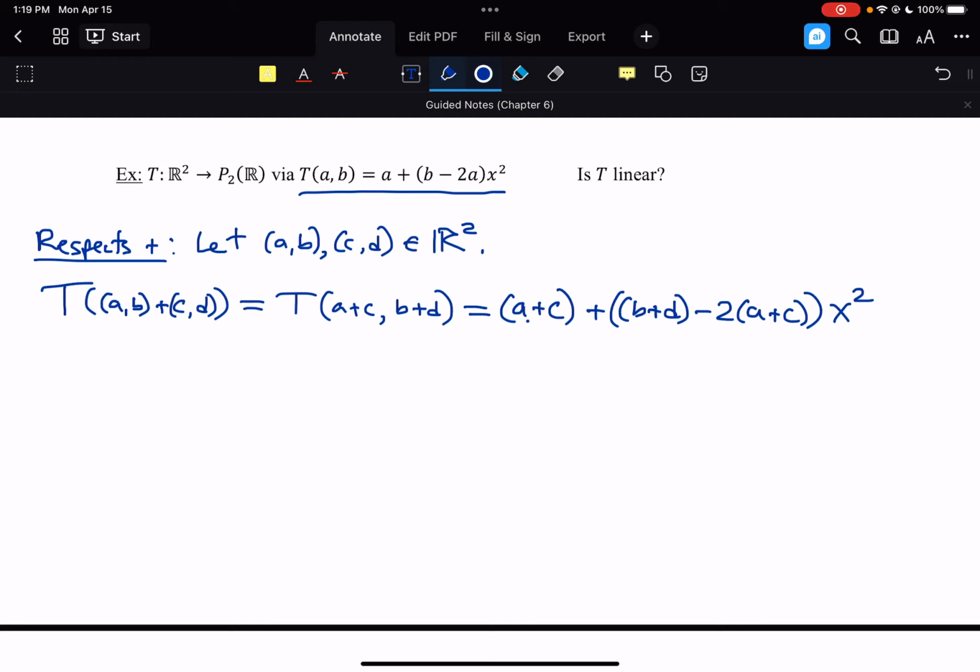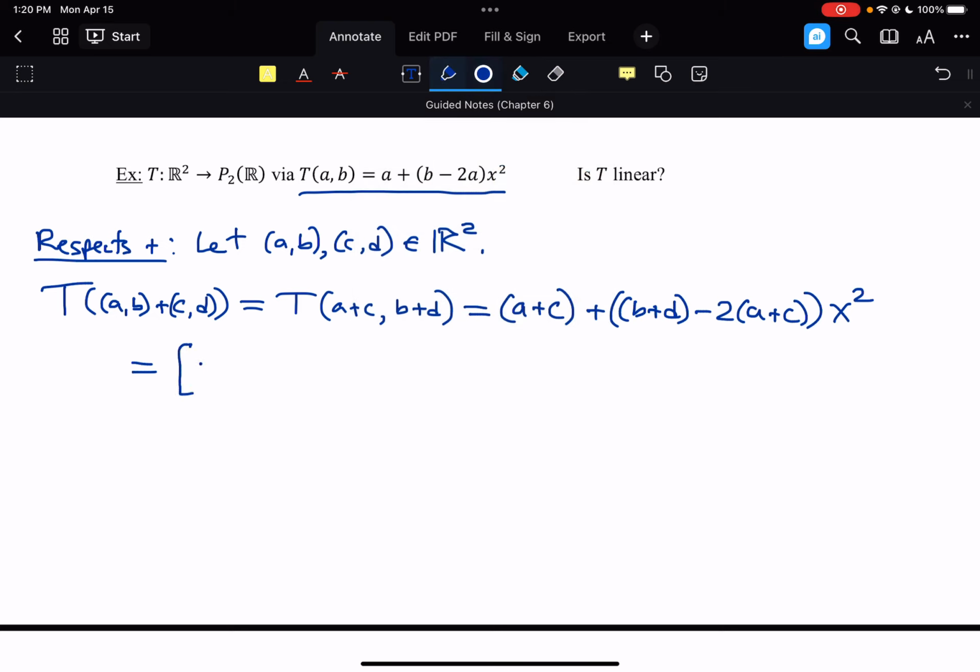And now that we have all of these factors here, A plus C are just a sum of scalars, so we can split those up. We have B plus D minus 2 times A plus C, all times x squared, right? So this is B plus D minus 2A minus 2C, all times x squared, like that. We can go ahead and regroup together and then distribute the x squared to those different pairings.